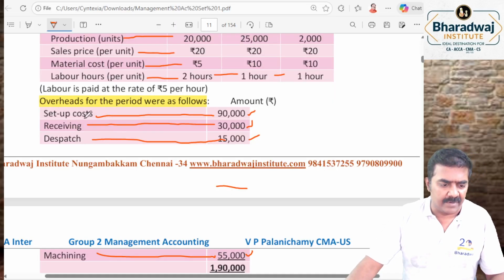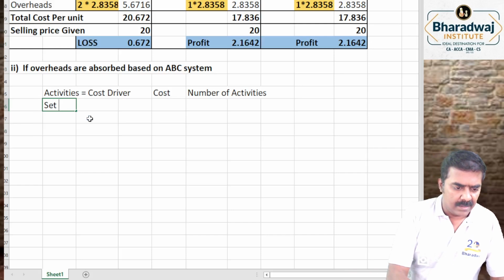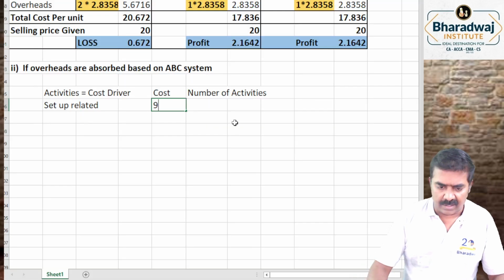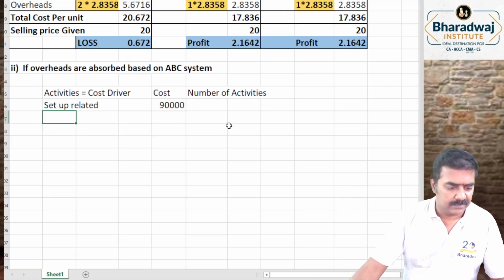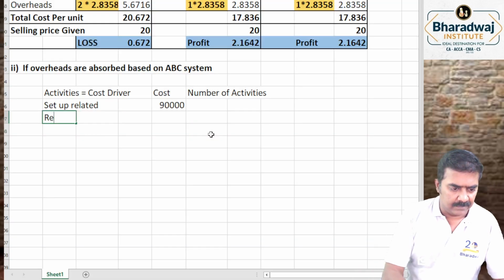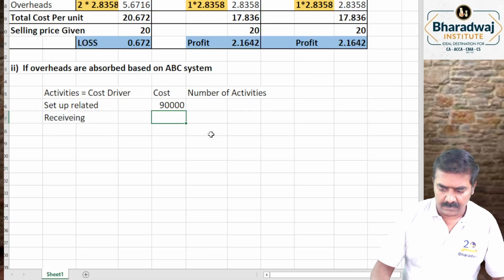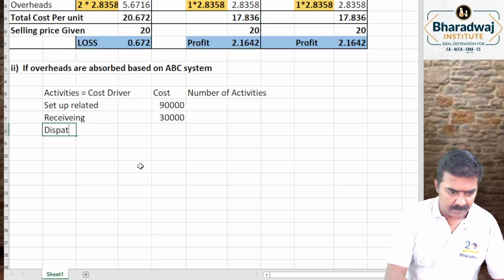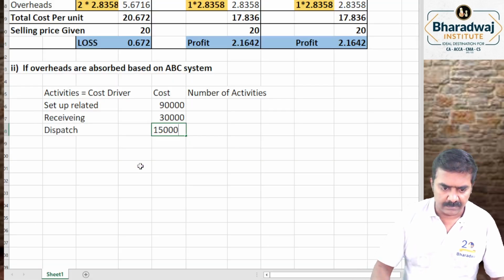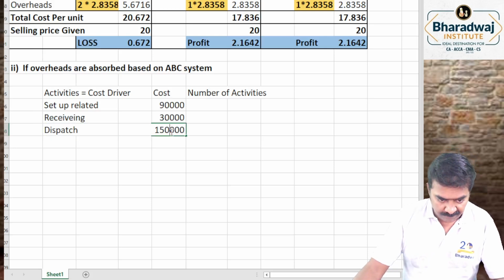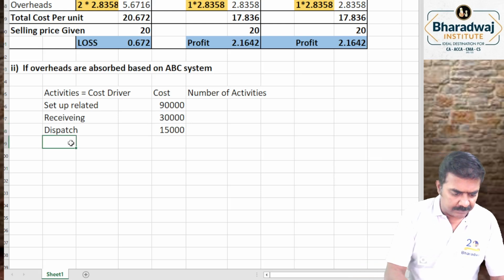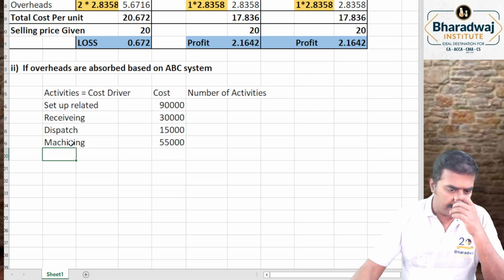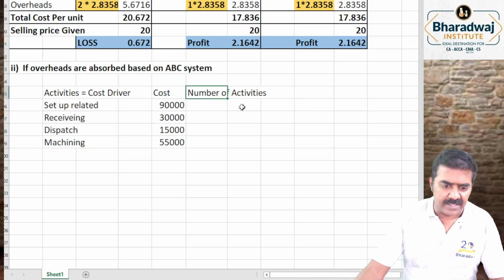What are the different types of activities? What is the first one? Setup related cost. What is the setup related cost? 90,000. Next, tell me. Receiving, 30,000. Then dispatch, 15,000. Then machining. How much? Number of activities we want.